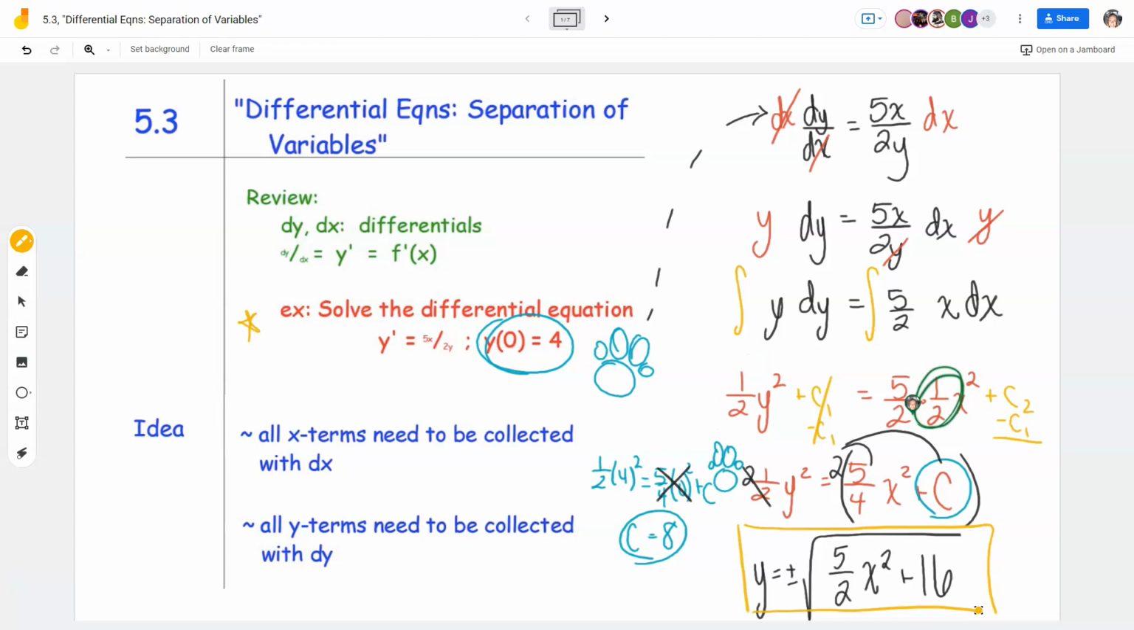Power rule, because it was y. I need y squared over 2. I just wrote it as 1/2 to avoid a weird quotient thing. But y squared over 2 or 1/2 y squared, 1/2 x squared.